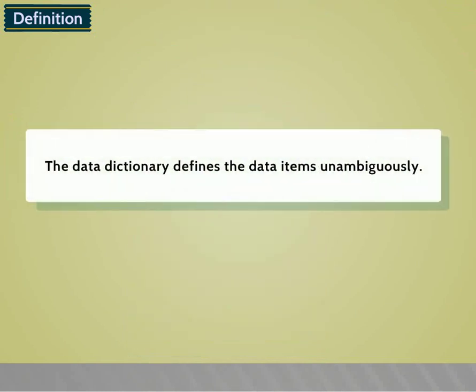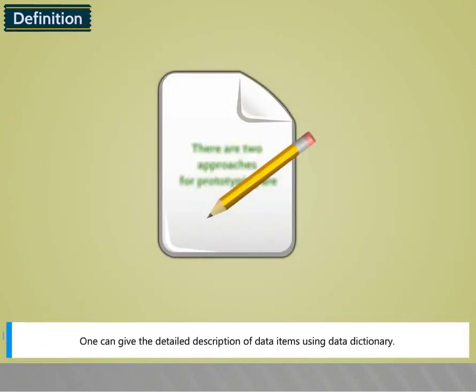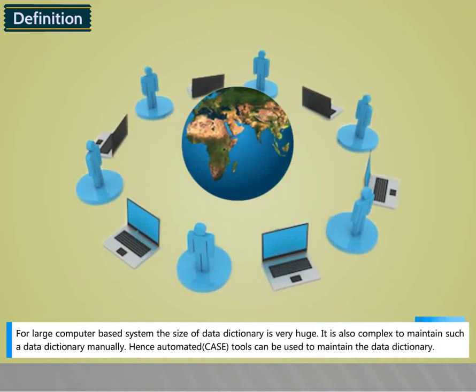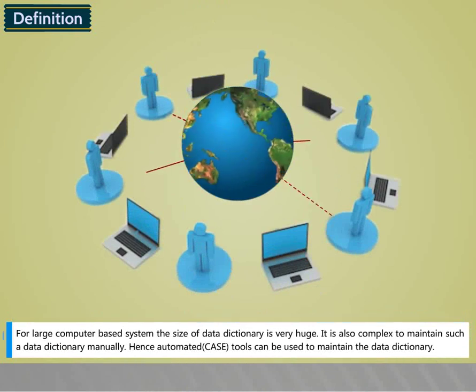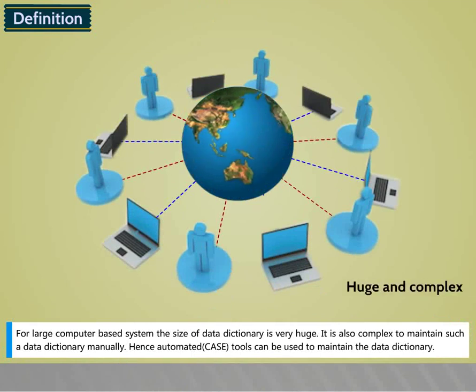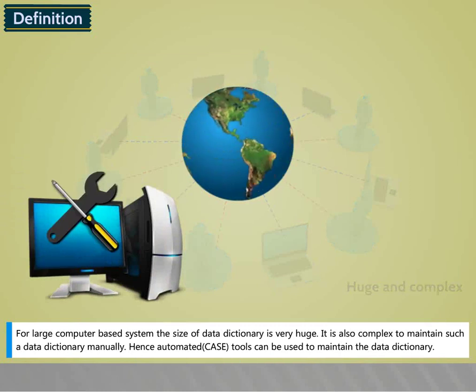The data dictionary defines the data items unambiguously. One can give the detailed description of data items using data dictionary. For large computer-based system, the size of data dictionary is very huge. It is also complex to maintain such a data dictionary manually. Hence, automated, that is CASE tools can be used to maintain the data dictionary.